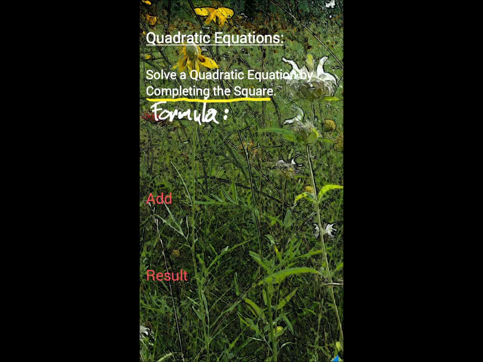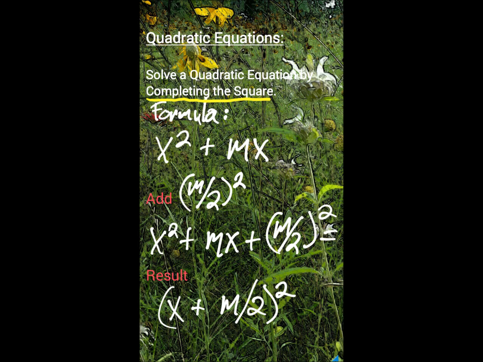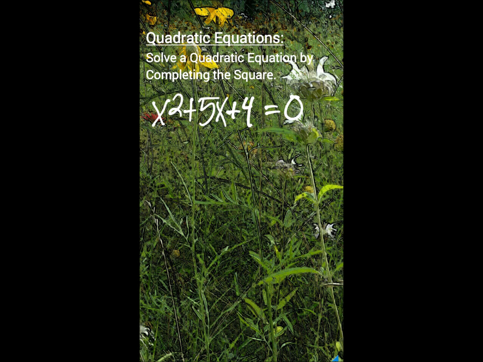There is a general formula for completing the square. We have x squared plus mx, where we add m divided by 2 squared. At that point, we'll have x squared plus mx plus m over 2 squared, which then results in x plus m over 2 squared.